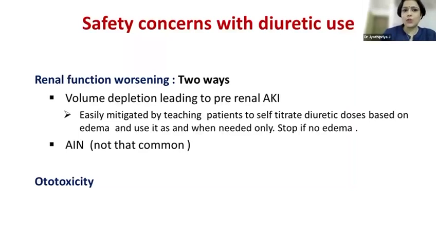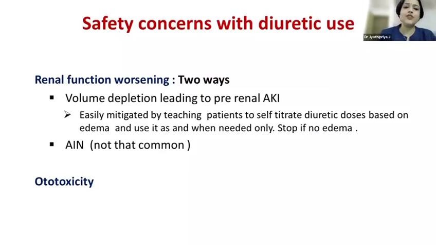There are two etiologies for this severe worsening. One is inadvertent usage and volume depletion that can lead to pre-renal AKI. But this can be easily mitigated by teaching your patients how to self-titrate the diuretic dose, especially on an OP basis. We can ask them to assess their edema. I'm sure edema is not exactly an indicator of volume status, but at least they can titrate the doses to some extent, mitigate this problem, and use the diuretic only if there is edema.